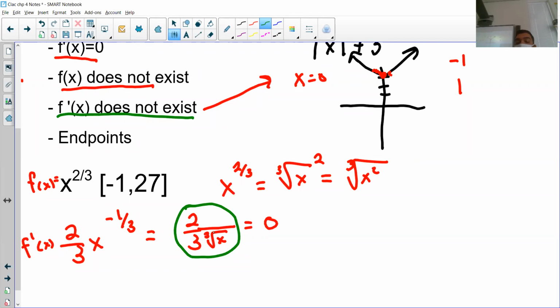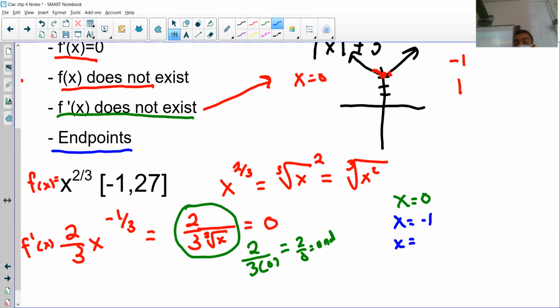Zero. You cannot plug in a 0 here because what would occur? 2 over 3 times the cube root of 0 would be 2 over 0, which is undefined. I know that, but I'm explaining why. So x equaling 0 is a candidate for an extreme point. The endpoints are automatically candidates, so x equaling -1 and x equaling 27.